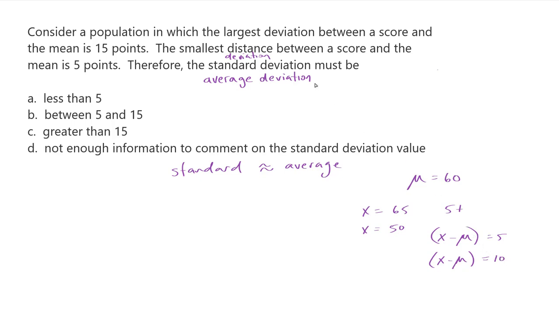So what does this have to do with what they're asking us? Well, we're looking to describe what the standard deviation must be if the smallest deviation is 5 and the largest deviation is 15. So if some of your friends are 5 points from the class average and some of your friends are as far as 15 points from the average, on average, how close are your friends to the mean? Well, it's going to be somewhere between 5 and 15. If sometimes you get as close as 5, if sometimes you get as far as 15, on average, how close do you get? Somewhere between 5 and 15.